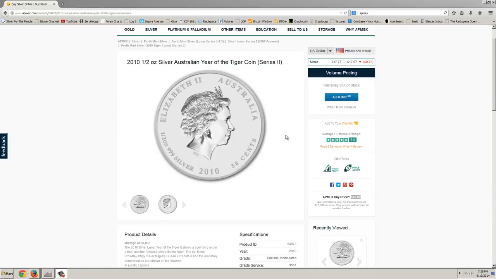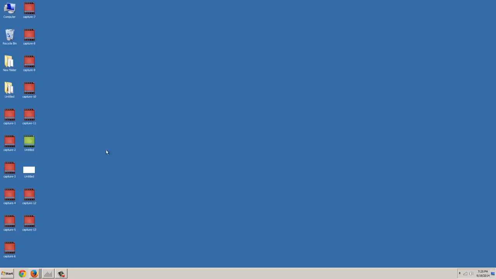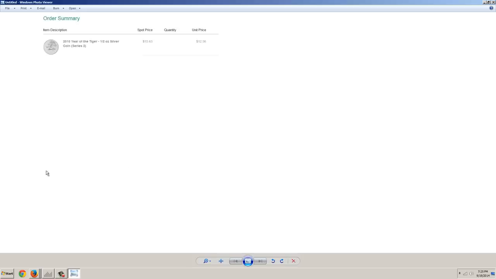Now this is a screenshot. I think I lost that. This is a screen cap of my Atmex account. Try to get it large enough for you to see here. And it's not coming in. But you can see that back in 2010, I purchased this coin, the 2010 Year of the Tiger 1/2 ounce silver coin.